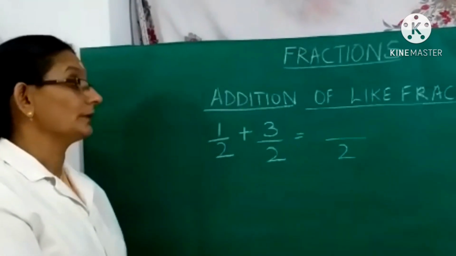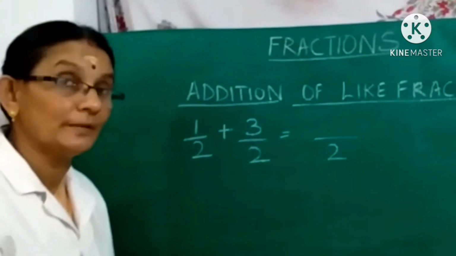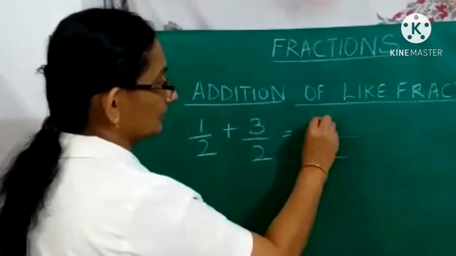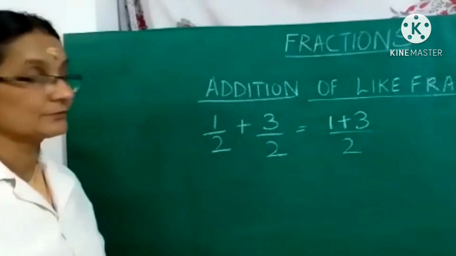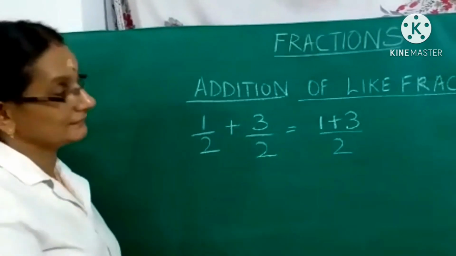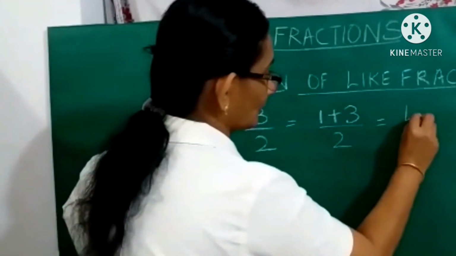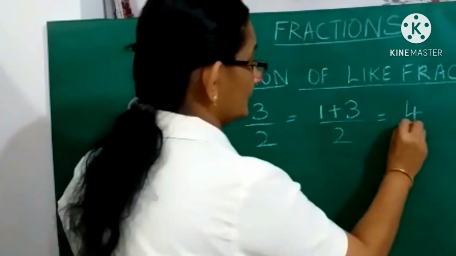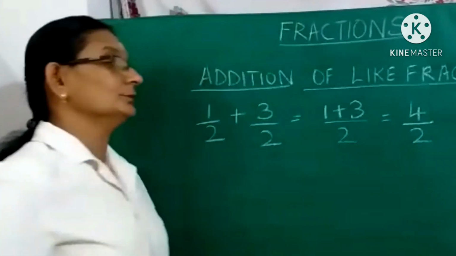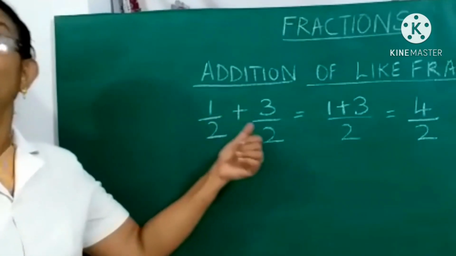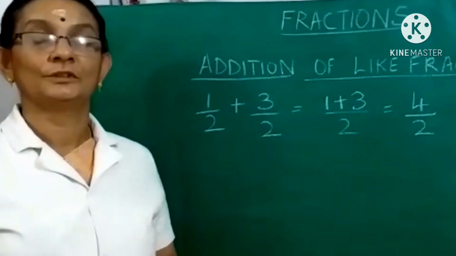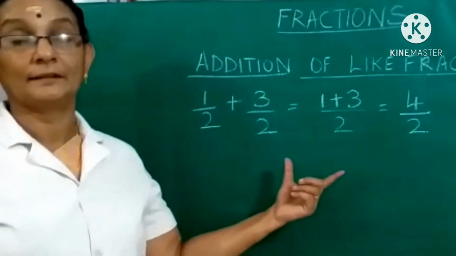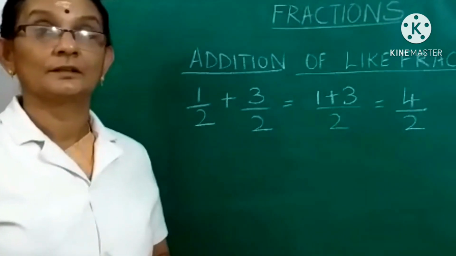And next we have to add the numerators. We have to add the numerators 1 and 3. So what is 1 plus 3? Yes, it is equal to 4, isn't it? And the denominator is 2. So 1 by 2 plus 3 by 2 will give you 4 by 2. So this is how we add like fractions.